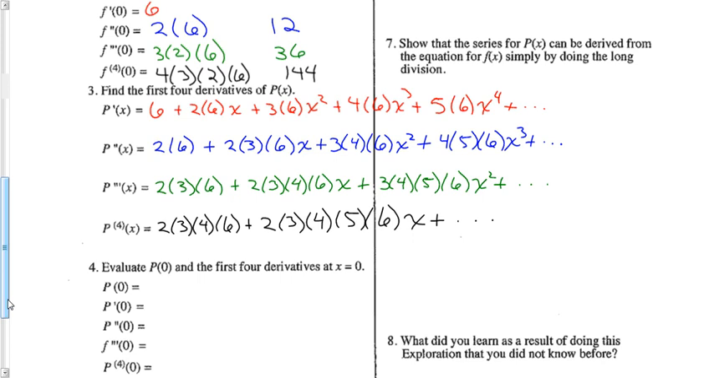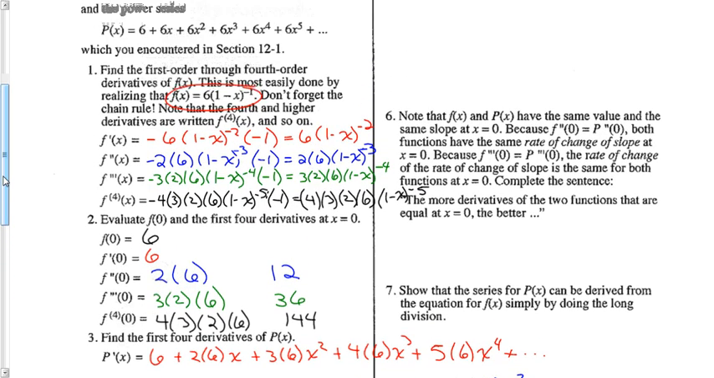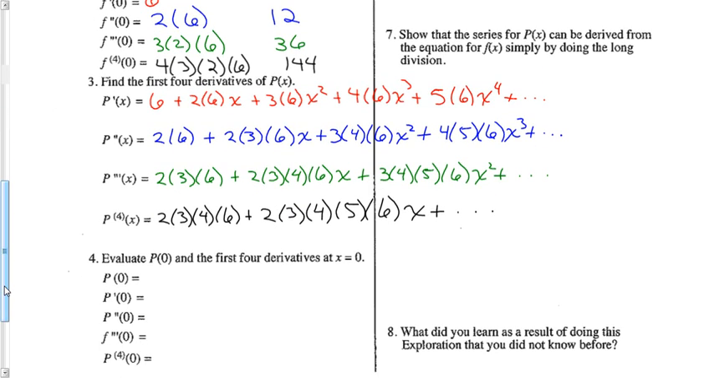So now I'm going to do the same thing I did with my function. I'm going to use my polynomial, my power series, and I'm going to evaluate p and the other derivatives at x is equal to 0. So I'm going to scroll back up so I can see my p. And when I can see my p, if I plug in 0 for x, because this pattern is going to continue, p of 0 is just going to be 6. So p of 0 is going to be 6.